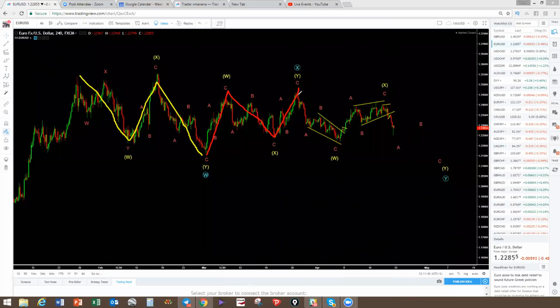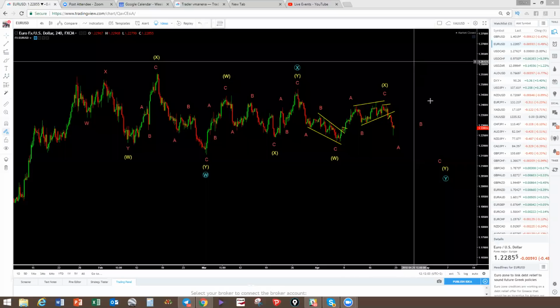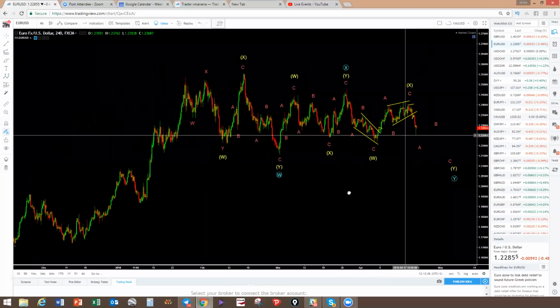Remember, we've got this one completed. We've got this one as an A. It's an X there. And we're now looking for this move. So you need to get a correction here for downside. And these moves don't just move randomly. They move at specific fib levels. Let me show you what I said a couple of weeks ago on this pair.